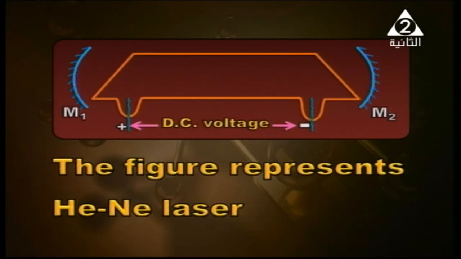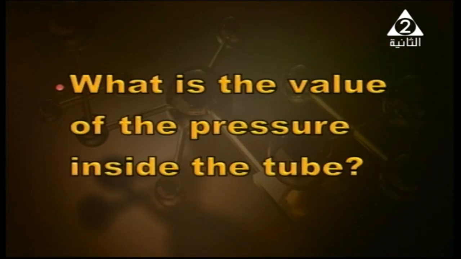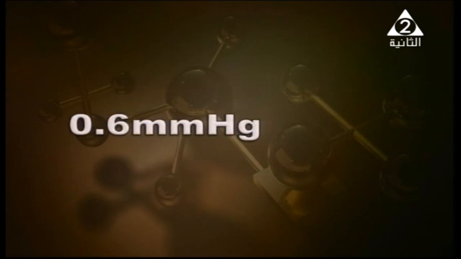And now we've got another type of question. We've got a figure shown in front of you right now. Okay, it is about laser. What is the value of the pressure inside the tube? As I said, it is about helium neon laser. Yes, we should memorize this. It should be 0.6 millimeter Hg.